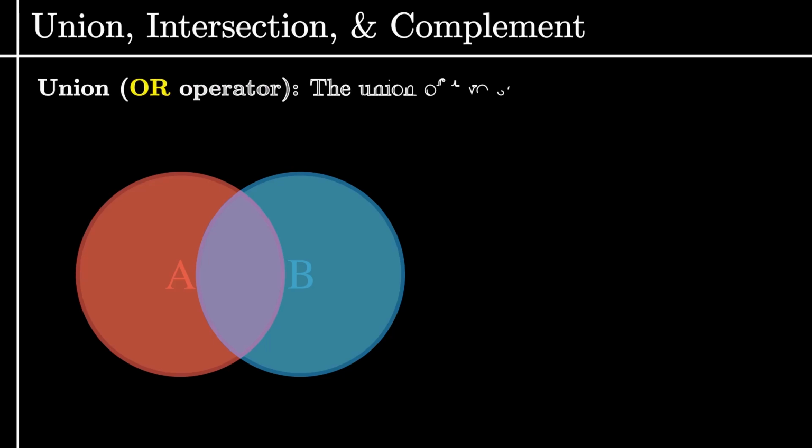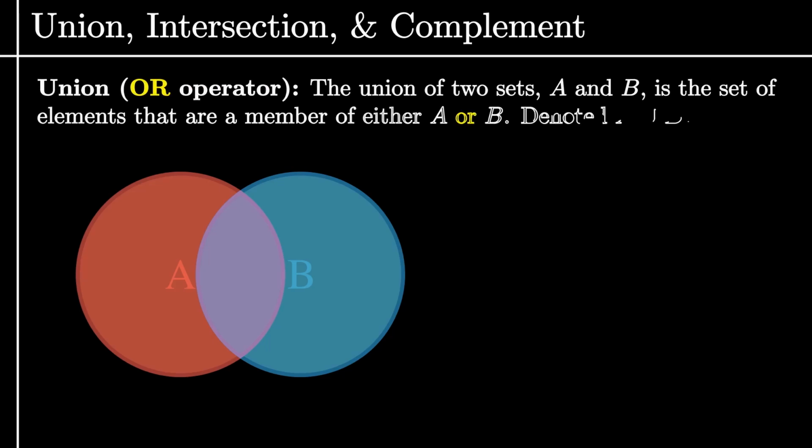Firstly, the union of two sets, A and B, is defined to be the set of elements that are a member of either A or B. And this is why I want you to think of union as an OR operator. Its denotation looks like this, which I personally like to remember as a U for union.